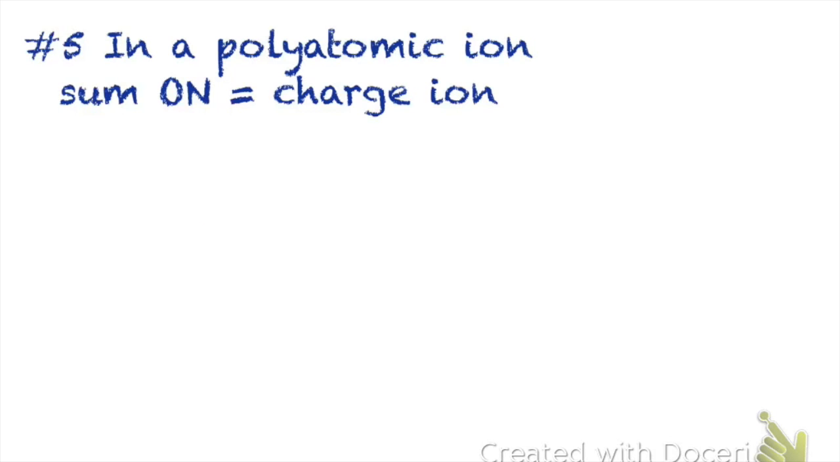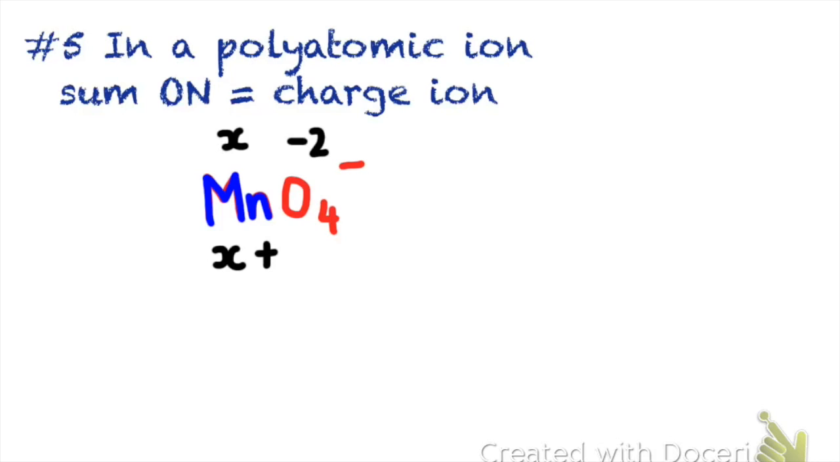And then the last rule: in a polyatomic ion, the sum of the oxidation numbers is equal to the charge of the ion. Let's look at an example, permanganate ion, MnO4-, and focus on the Mn. We don't know what that is, so we'll call it X. There's 1X, so we put X underneath. Oxygen has an oxidation number of -2. There are 4 of them, so it contributes -8.